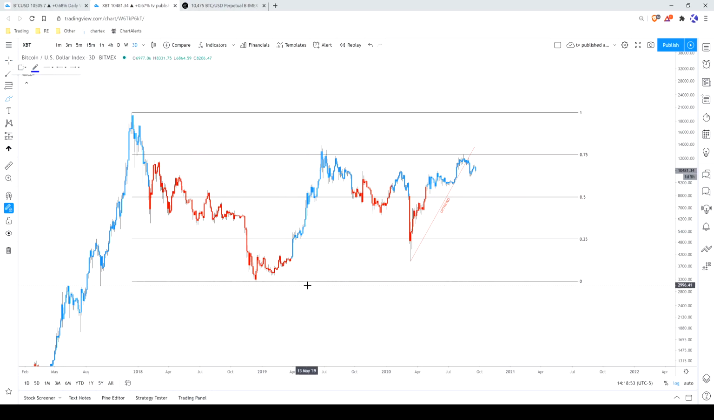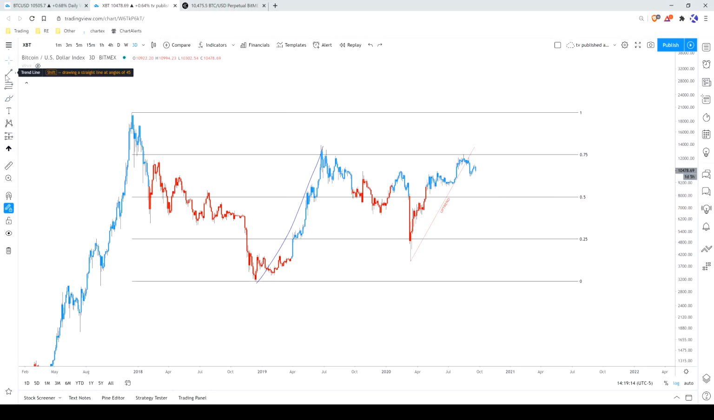And the general idea is that we're probably doing something like this, where this is like an A wave, and we've got some kind of A, B, C before a larger C wave. So this would be A, B, C, and then we come back down for one more visit.